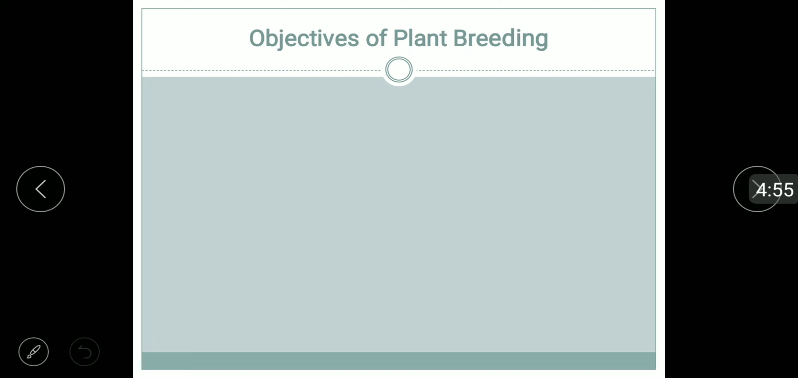Objectives of plant breeding. What are the objectives of plant breeding? First and foremost is higher yield. One wants more yield from the crops. Improved quality: if the quality is high, then only will consumers prefer it, and we can export to others.